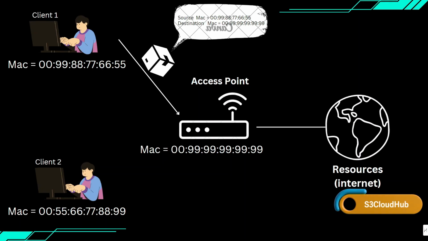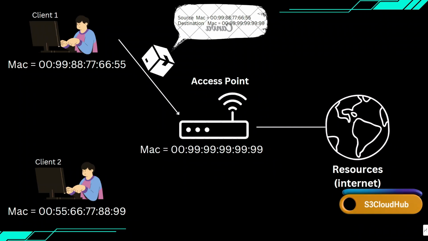Let's say we have a client device with one MAC address and an access point with another MAC address. If the client wants to send data to the router, it will use the router's MAC address as the destination. Normally, a device only receives packets that are meant for it, packets that have its own MAC address as the destination. But in a wireless network, if you are within range, you can capture all the packets because they are sent through the air. Even if the packets are not meant for your device, you can still capture them.